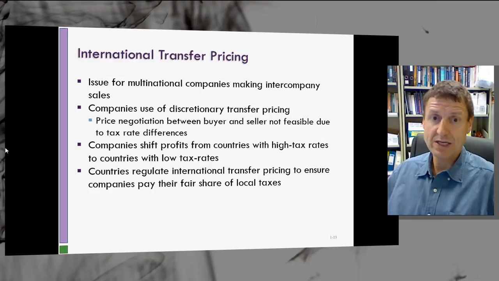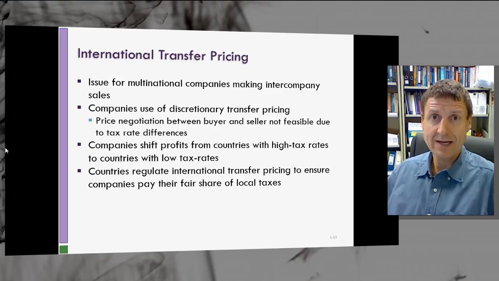So it's an issue for multinational companies making intercompany sales where they would have transfer pricing. Companies use discretionary transfer pricing. For example, price negotiation between a buyer and seller is not feasible due to tax rate differences. Companies shift profits from countries with high tax rates to countries with low tax rates. And exactly like I said before, Luxembourg, Ireland, Hong Kong, Singapore have been targeted for this. Countries regulate international transfer pricing to ensure that companies pay their fair share of local taxes. This is a big issue. This is a big trend.